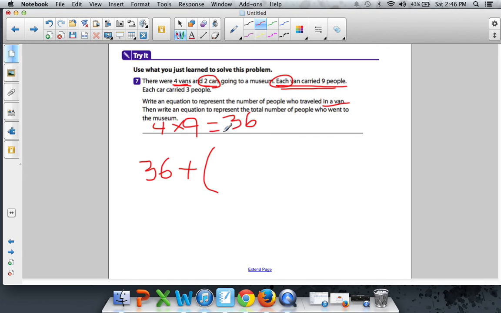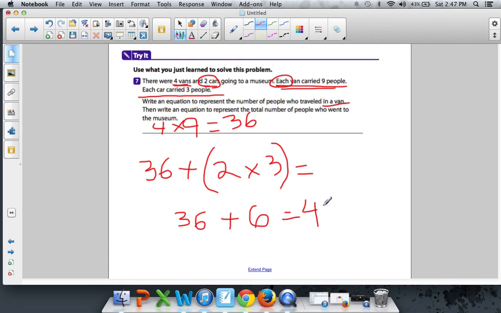I have to figure out what's going on in the cars. So there are 2 cars, okay, and each car carried 3 people. So each car, 3 people. All right. So if we do all this math, it's going to tell us the grand total. 2 times 3 is 6, and then you got 36 plus 6. Well, what's 36 plus 6? The answer, 42. 42 people.